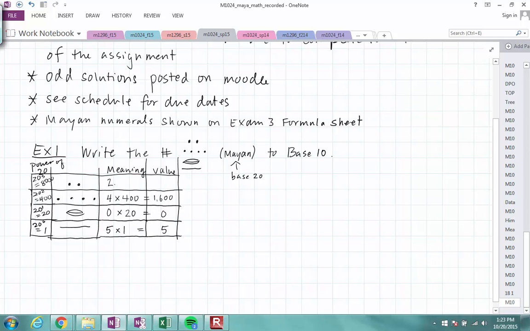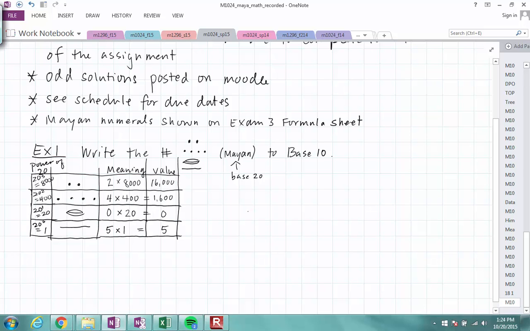And finally we have a symbol of 2, or digit of 2, and then times its meaning, it's in the 20 to the 3 place, which is 8,000, so we get 16,000 representing there.